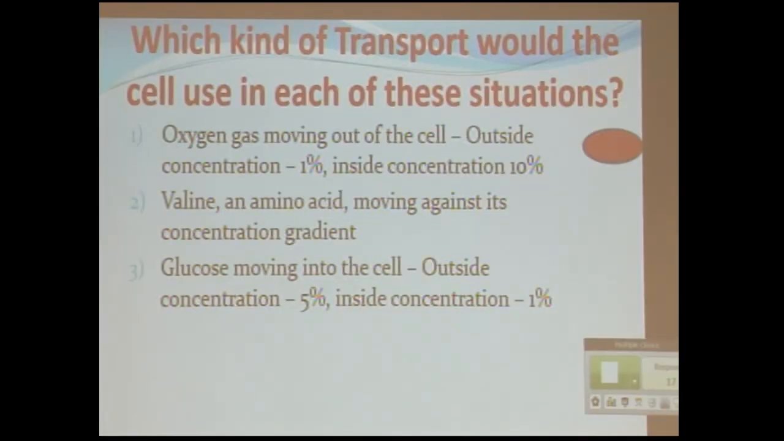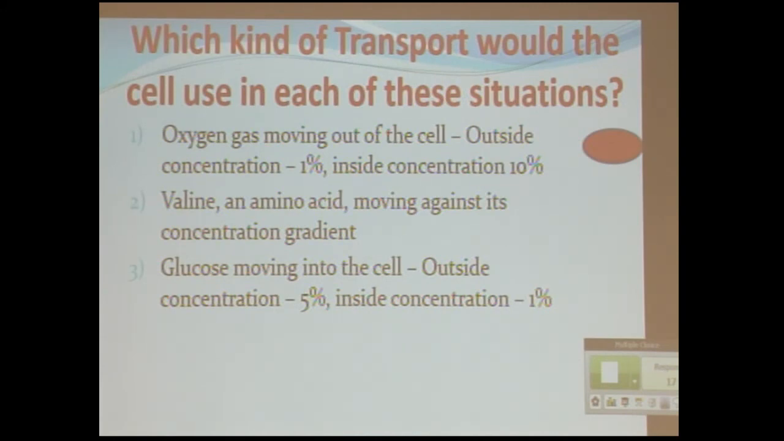All right, so let's go through the flow chart for this one. Oxygen moving out of the cell. Is water moving? No. Is it going low to high? No. What does it say? Oxygen gas moving out. Outside's 1, inside's 10. So it's going from 10 to 1. So it's not low to high. So we're here. Is it charged or large? No.